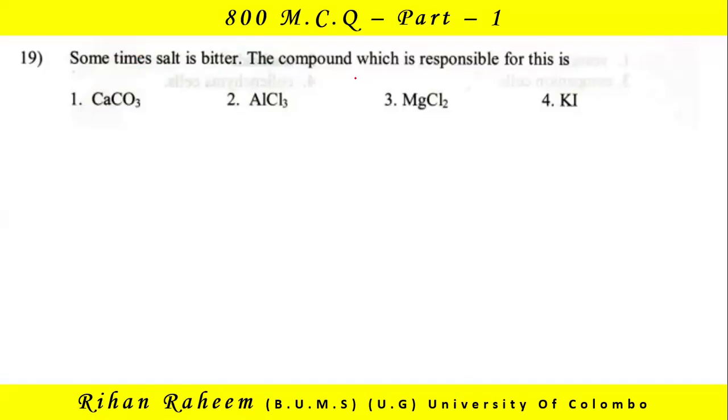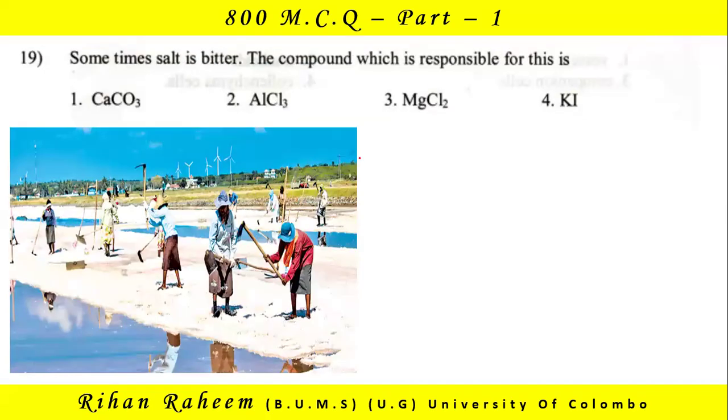Sometimes salt is bitter. The compound which is responsible for this is, can you all remember, in the Salton, the first three tanks? This is a picture of a Salton. In the first tank, calcium carbonate is precipitated. After half of the water evaporates, calcium carbonate precipitates. We call it limestone. Then in the second tank, after 3/4 gets evaporated, calcium sulfate gets precipitated, we call it gypsum salt.